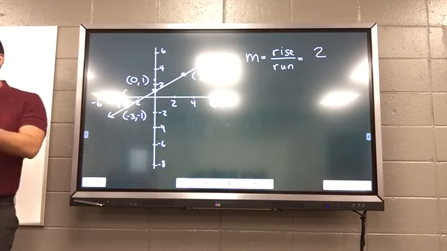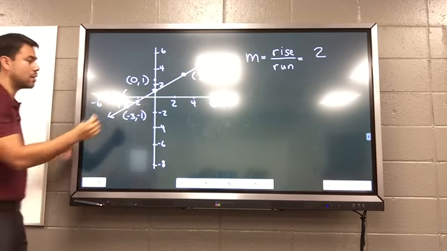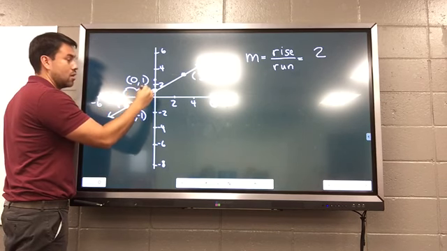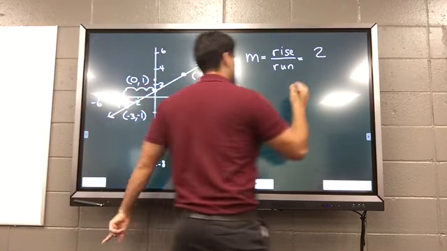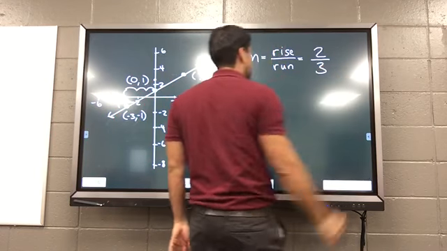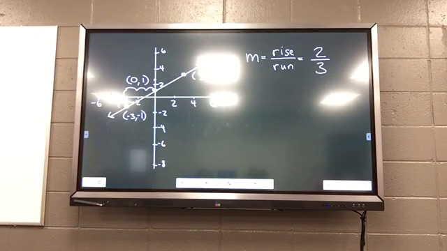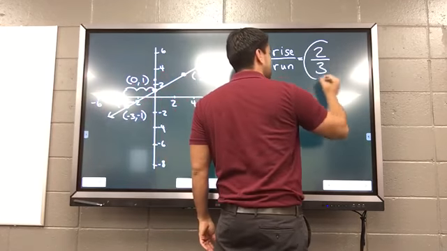Now I have to ask, did I go left or right? I went to the right, which is a positive number. How many times? 1, 2, 3, right? Because remember, these are all worth 2s. I went to the right 3 times. So what's my run? 3. So you know what my slope is? 2 over 3.